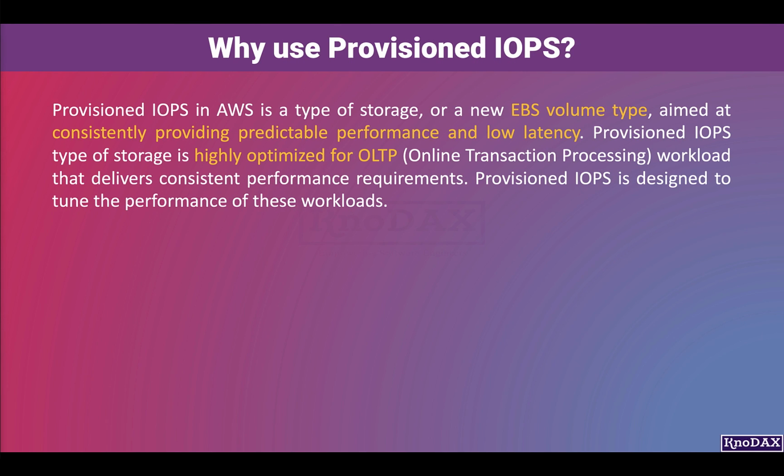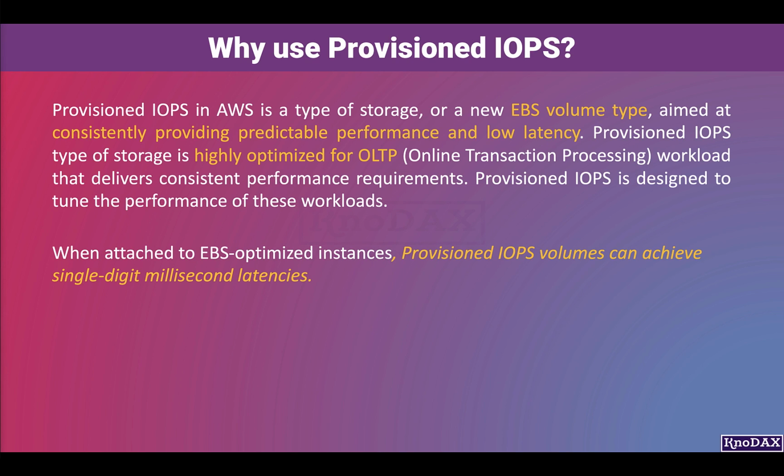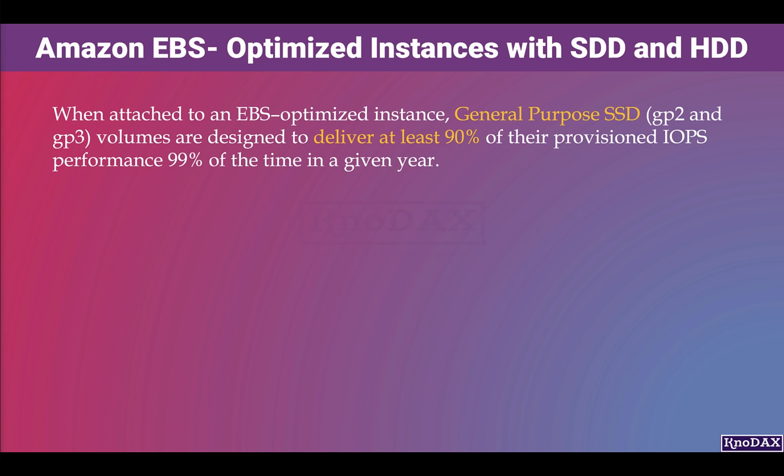Provisioned IOPS in AWS is a type of storage, or a new EBS volume type, that is aimed at providing predictable performance and low latency consistently. Provisioned IOPS storage is highly optimized for OLTP workloads that require consistent performance. Provisioned IOPS is designed to tune the performance of these workloads. When attached to EBS optimized instances, provisioned IOPS volumes can achieve single-digit millisecond latencies.